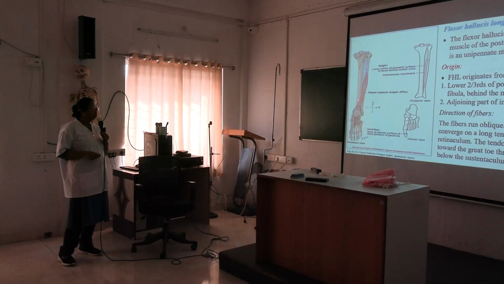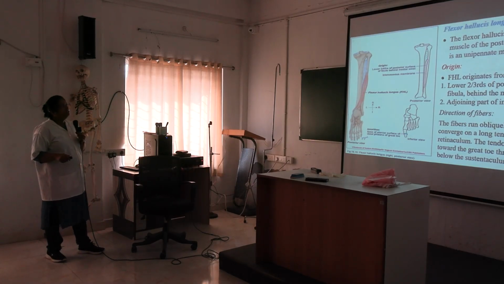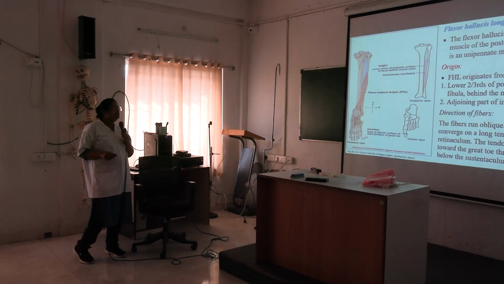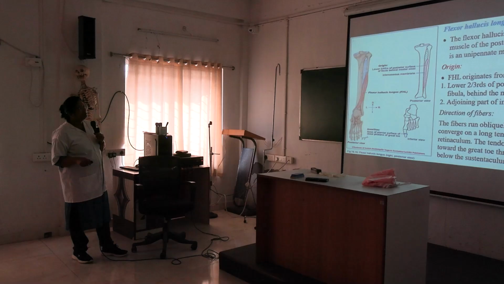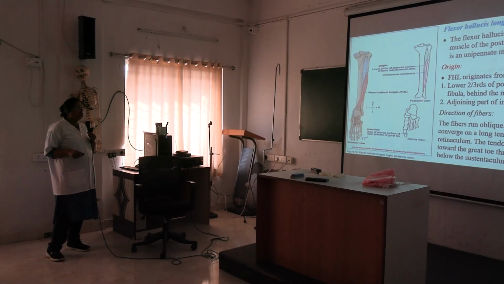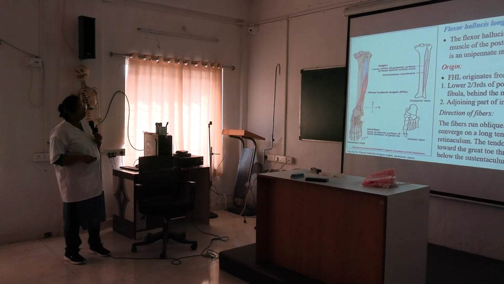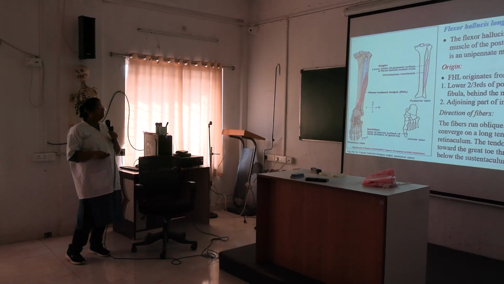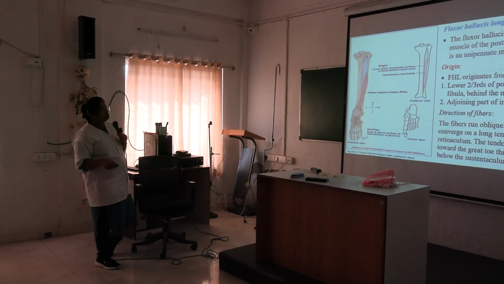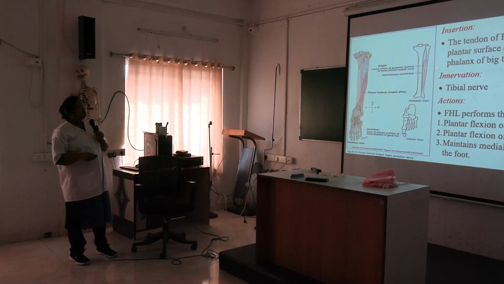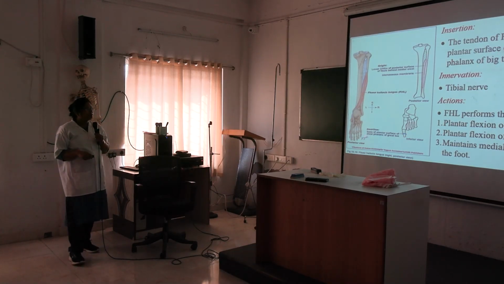Next is flexor hallucis longus. This one is flexor hallucis longus. It is a powerful deep muscle of posterior compartment of leg, unipinnate muscle. Okay, it originates from lower 2/3 of posterior surface of fibula behind the medial crest, adjoining part of interosseous membrane. And these fibers run obliquely downward and converge on a long tendon that passes behind the flexor retinaculum and runs in the sole of foot towards the great toe through the tarsal tunnel and below the sustentaculum tali, and inserted on the plantar surface of the base of the distal phalanx of great toe.